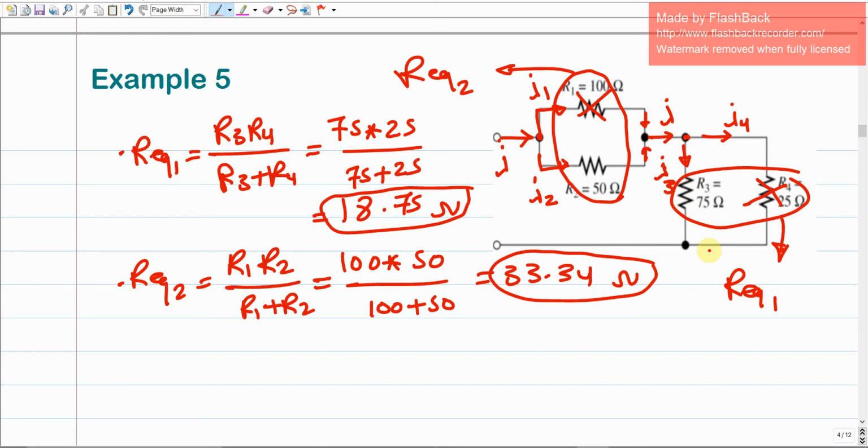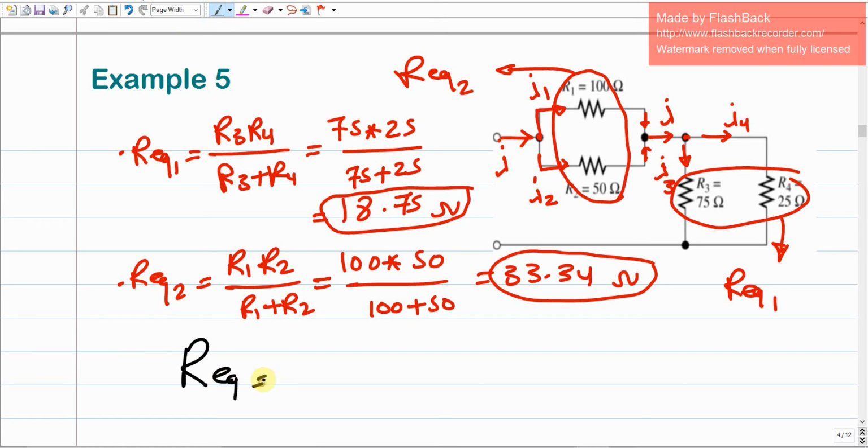So what does it mean? The current over R equivalent 1 is I. The current over R equivalent 2 is I, the same current. So what does it mean? It means that R equivalent 1 and R equivalent 2 both are in series. Make sense? So it means that at the end, we can calculate an overall equivalent resistance.